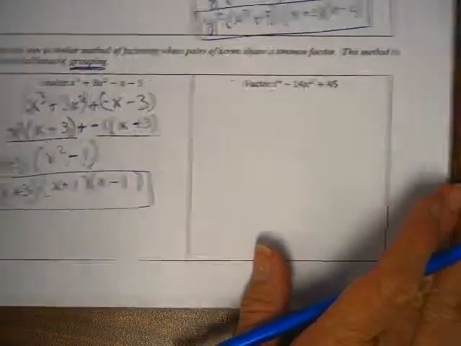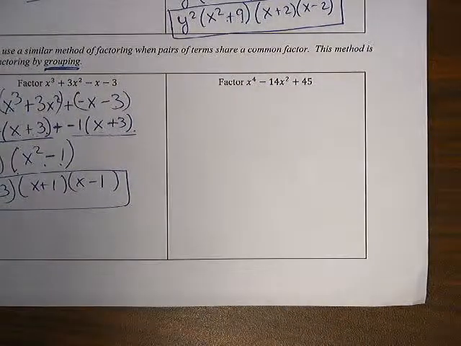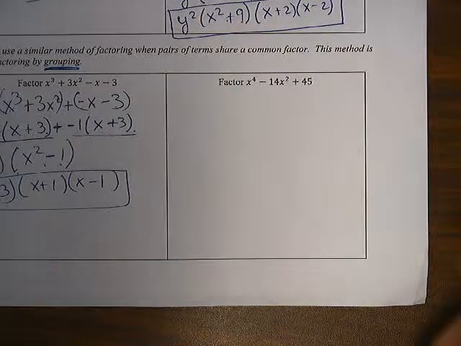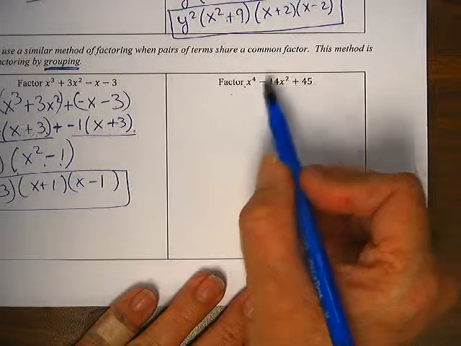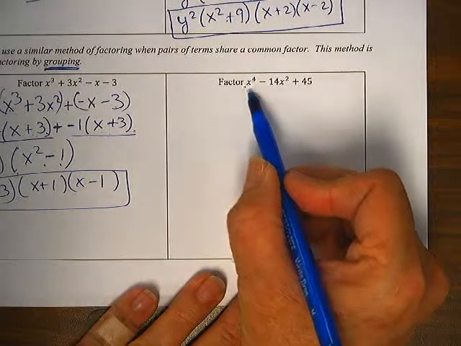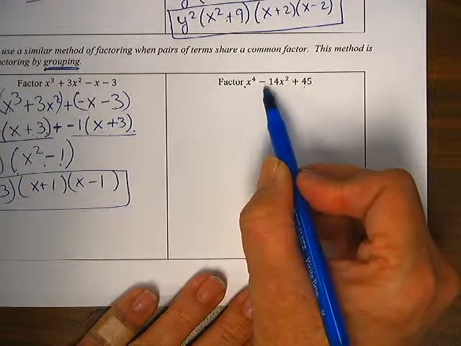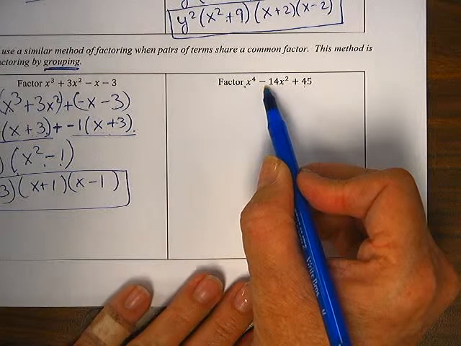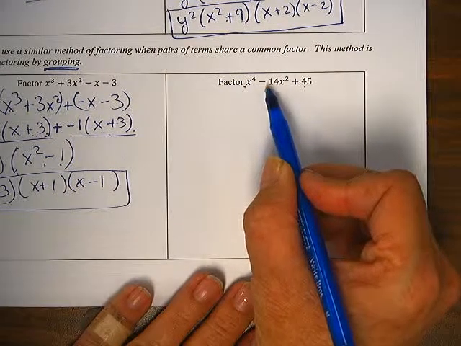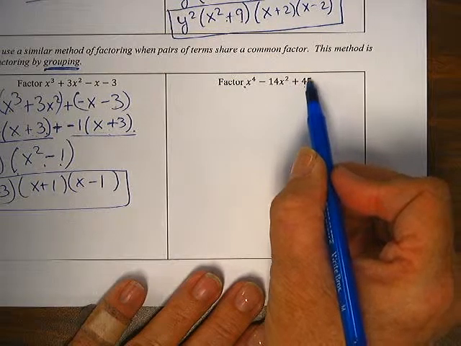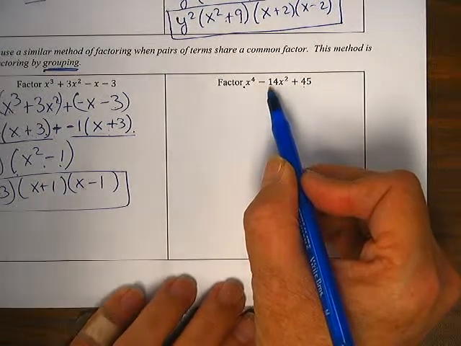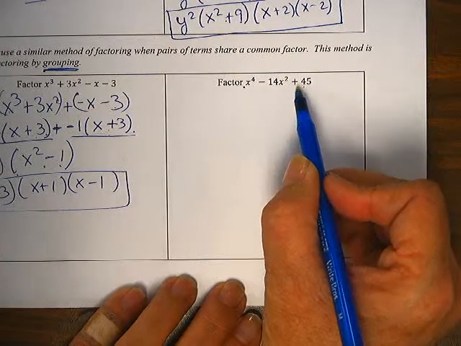So let's take a look at this next one. We don't have 4 terms. But we can do the similar thing that we did with our quadratics. What do we have that multiplies to give us 45 but adds to give negative 14x squared? So our factors of 45 that add to negative 14 are negative 5 and negative 9.